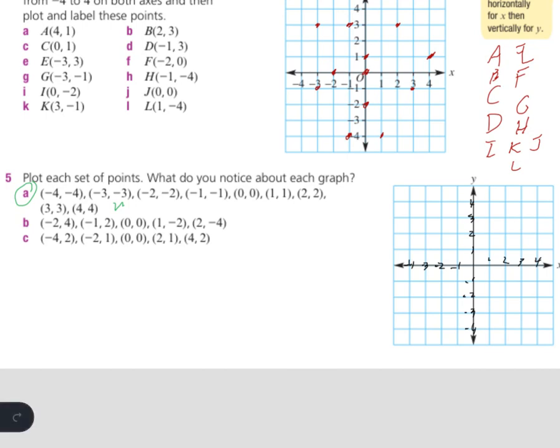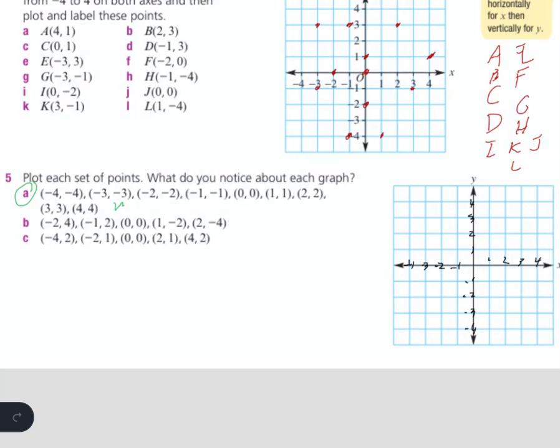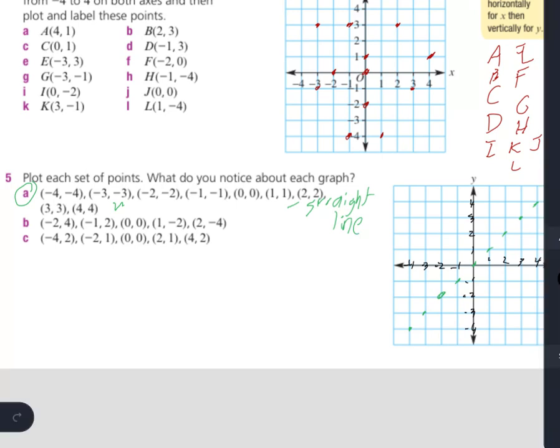Okay, so the first one's going to be green, like I had already selected. Green. Okay, so we start off with -4, 4, and -3, 3, 2, 2. Let's make that dot a little bit nicer. 1, the origin, and then 1, and 2, and 3, 4. Okay, so that obviously makes a diagonally straight line. So I'm going to type in straight line. Okay, for B, we're going to have a different color. I'm going to go red.